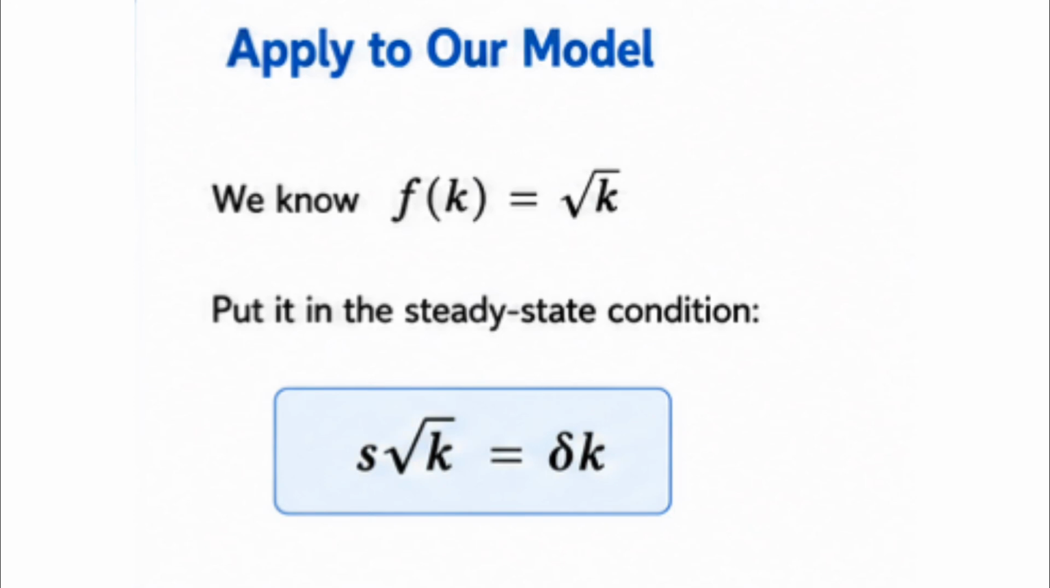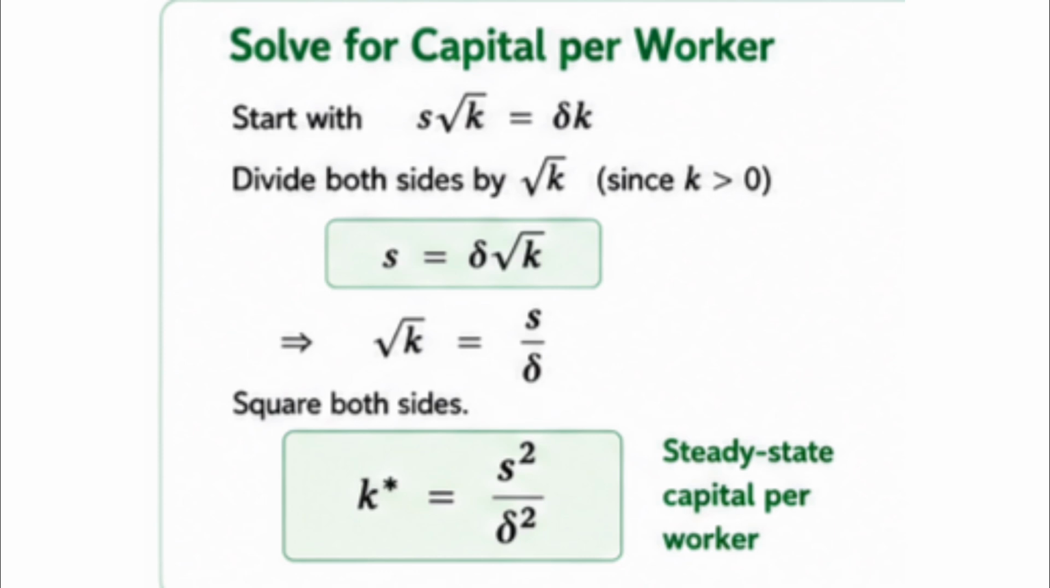So, let's apply this to our model. Plugging that production function into the steady state condition gives us s times the square root of k equals delta times k. To find the steady state capital per worker, we divide both sides by the square root of k, which leaves us with s equals delta times the square root of k, and then we square both sides to get k equals s squared over delta squared.